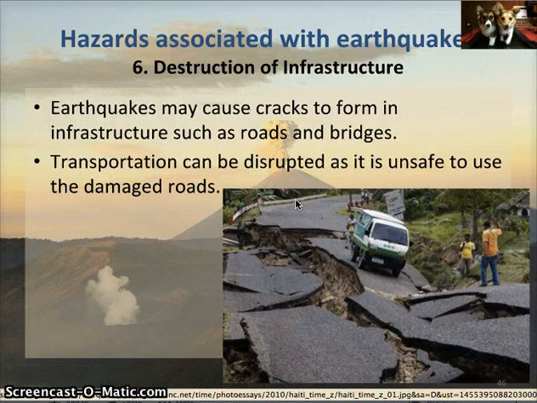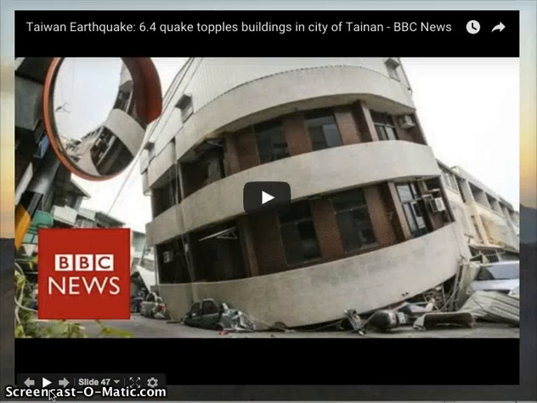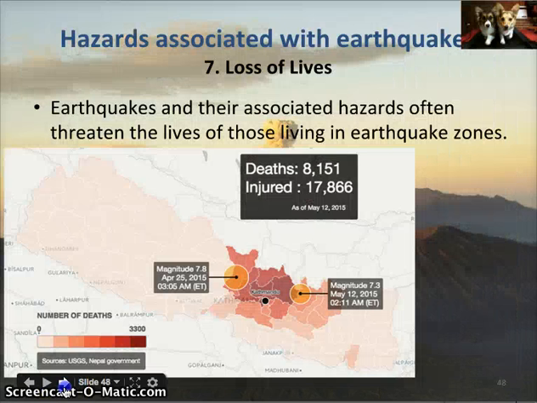Earthquakes can cause cracks to form in infrastructure such as roads and bridges, which disrupts transportation, and as you know, there's snowballing effects because this prevents fire services and ambulances from getting to people who need it. So all these damaged roads actually cause a lot more damage than you would think of because of the flow-over effects. This video shows you the after effects of the Taiwan earthquake that happened recently as well. You can see the loss of life that has happened in Tainan because of it.